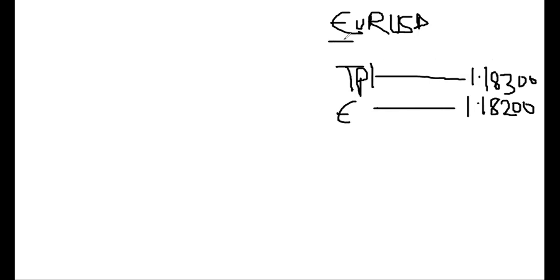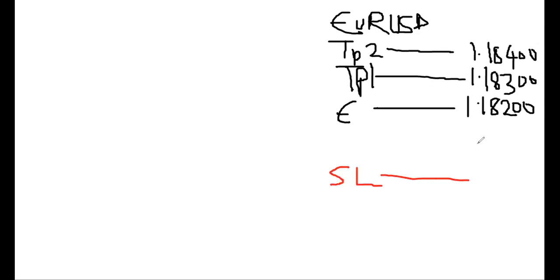Let's say take profit 2 is 1.18400. So I can now say my stop loss, SL, I give it a lengthy value. Probably I make my stop loss 1.16000. Now, if I enter the market and the trade is running, it hits here.